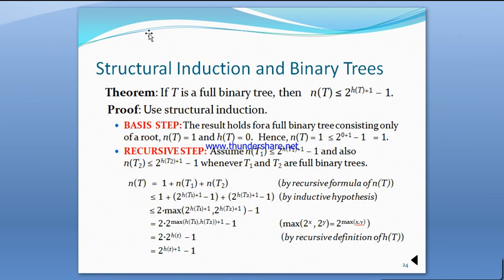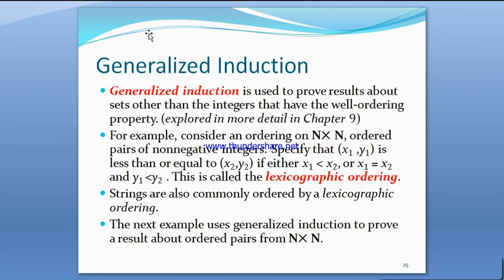accordingly, and following the recursive definitions of n of t and h of t and using mathematical induction successively, we can arrive at n of t is less than or equal to 2 power h of t plus 1 minus 1. Okay. Now let us see the generalized induction, which is used to prove results about sets other than the integers that have the well ordering property.